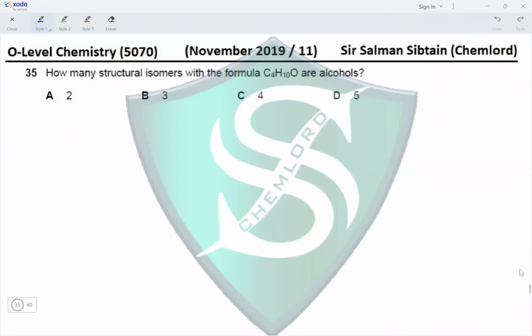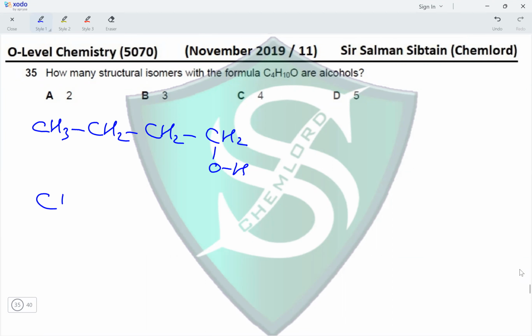Question 35. How many structural isomers with the formula C4H10O are alcohols? Okay, so we have CH3, CH2, CH2, CH2, and OH. OH group on first position. Then we have CH3, CH2, CH, CH3 with OH on the second position.